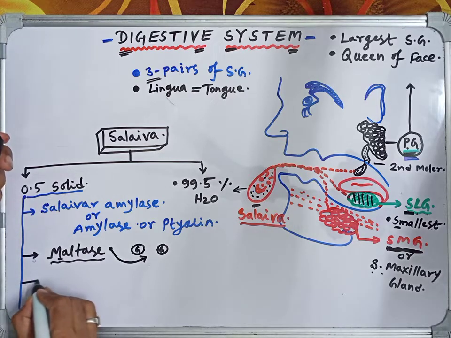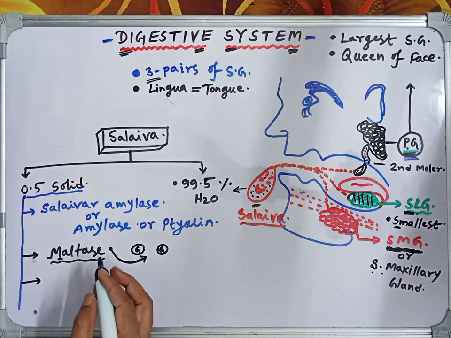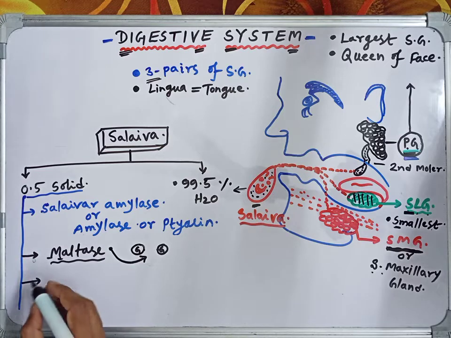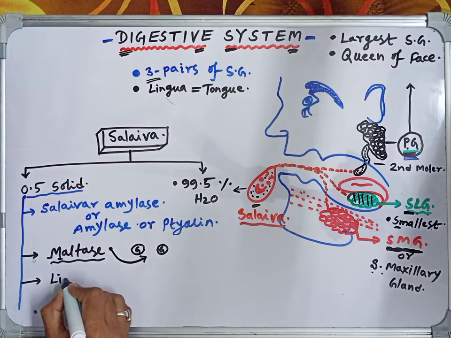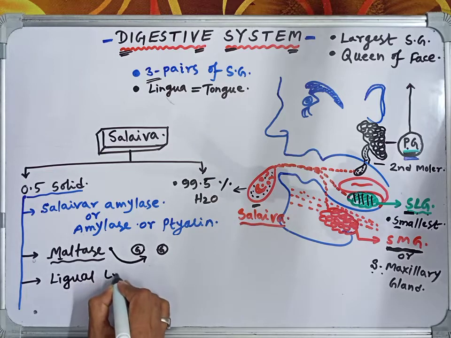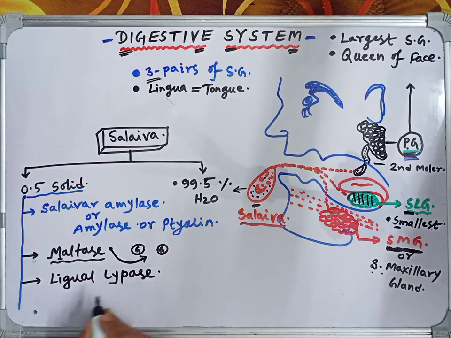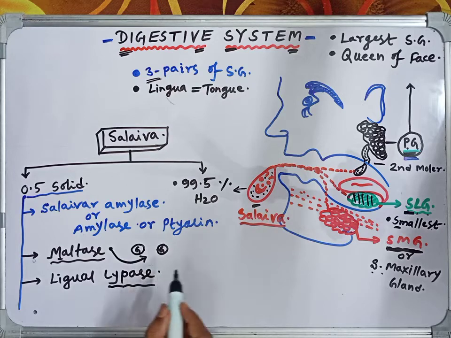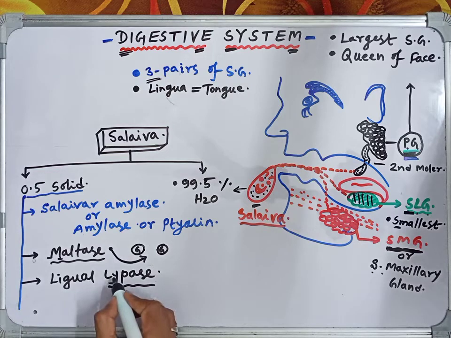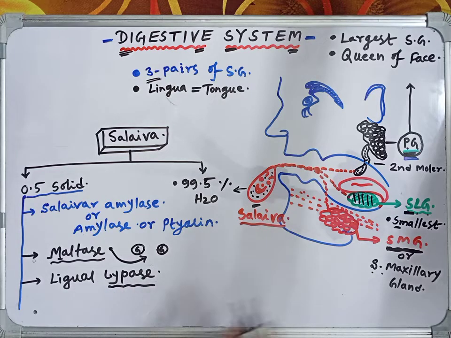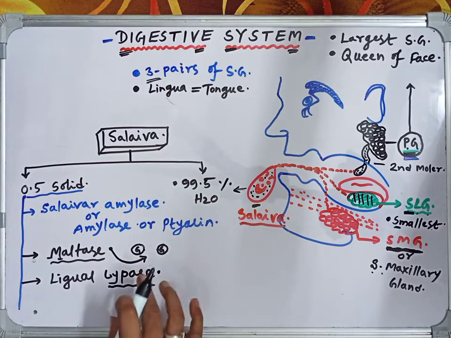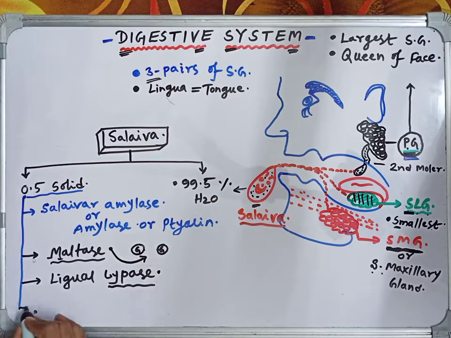Another enzyme present in our saliva is called lingual lipase. And you know very well, lipase is a lipid digestive enzyme. This lingual lipase is present in negligible amount in saliva, and it has a very negligible effect on fat digestion. Another enzyme present in saliva is lysozyme.